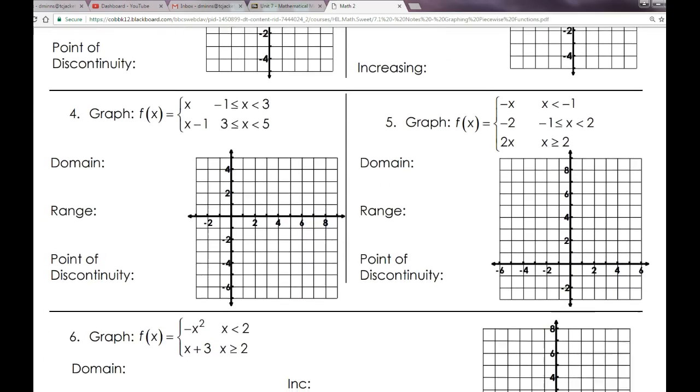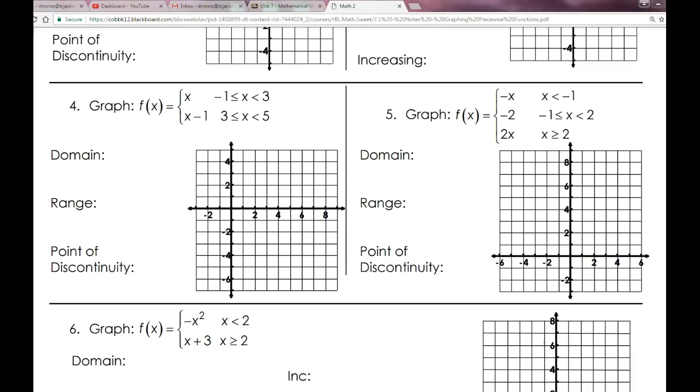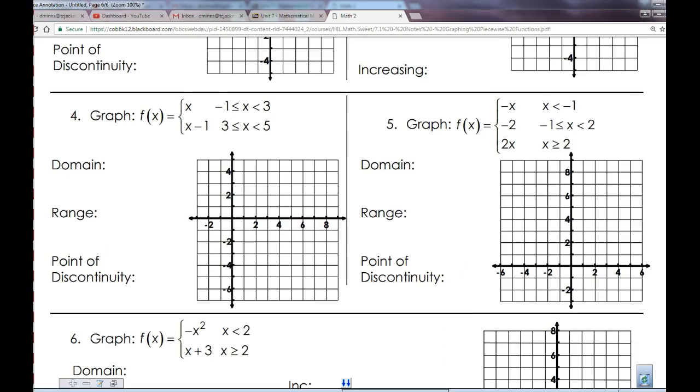Do you see anything different about problem number 4? Well, here's what it is. We're bounded. It doesn't say just x is less than -3. It says x's from -1 to 3 are x, and x's from 3 to 5 are x minus 1. So we're not going to have arrows that go on forever. We're going to have hard beginnings and hard endings for this discontinuous graph.